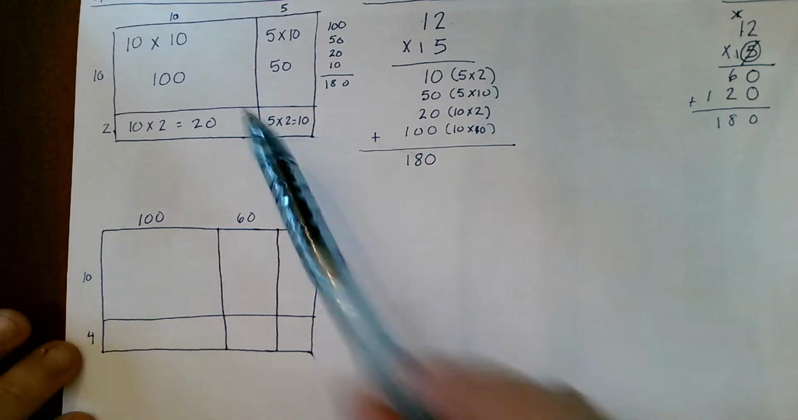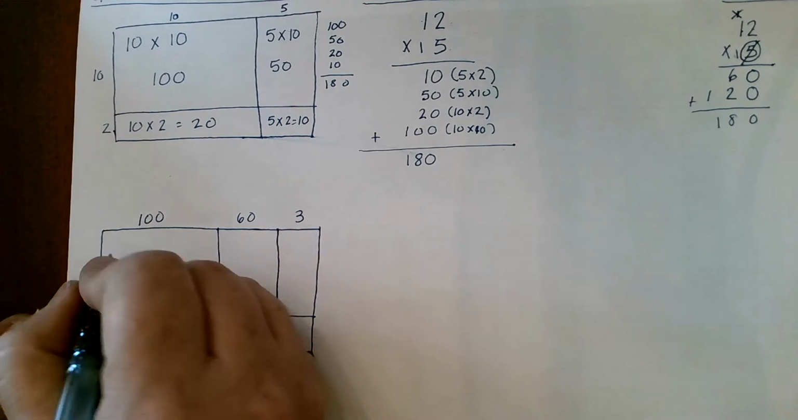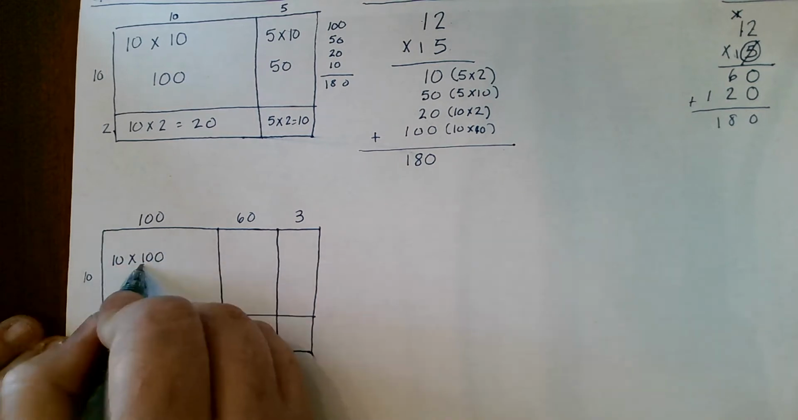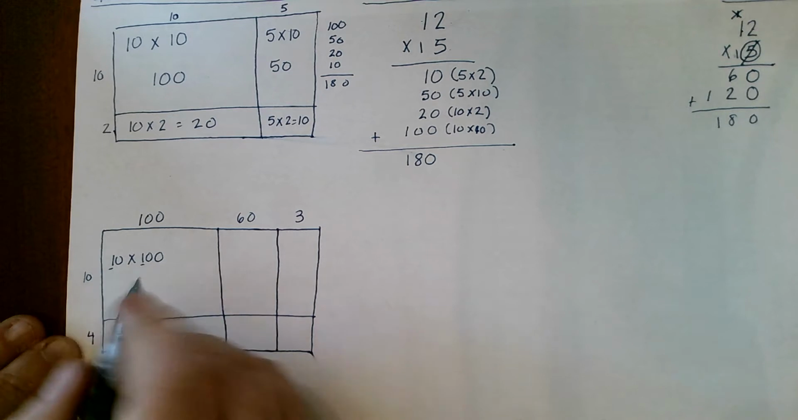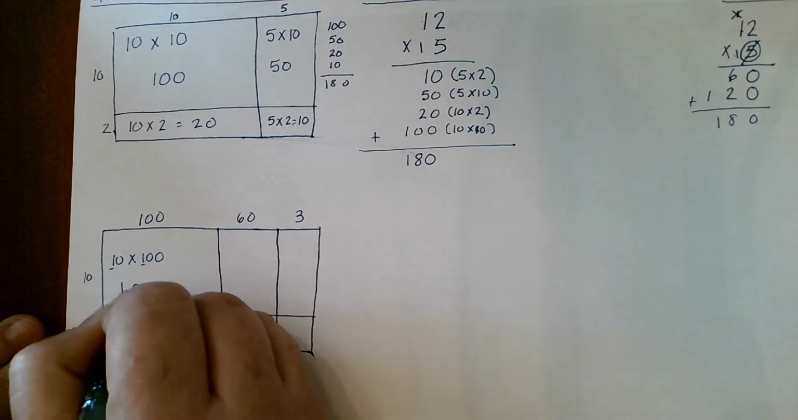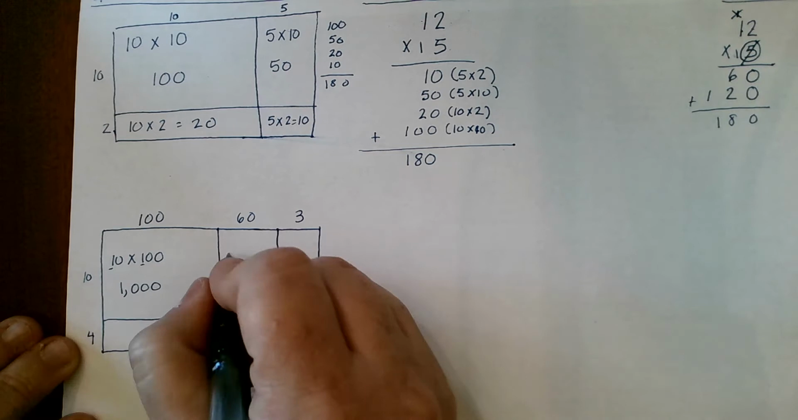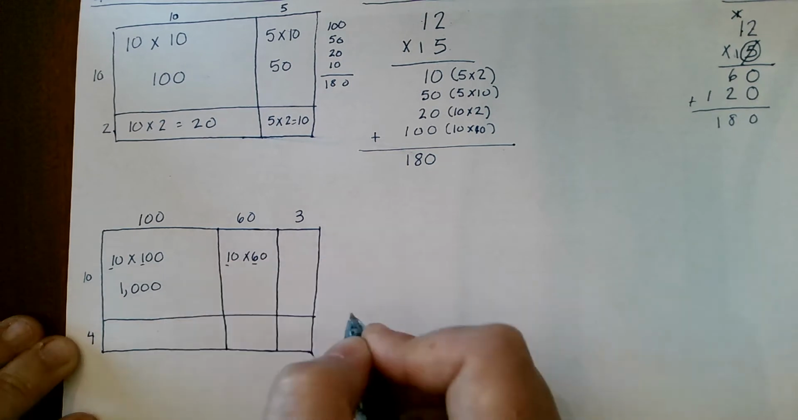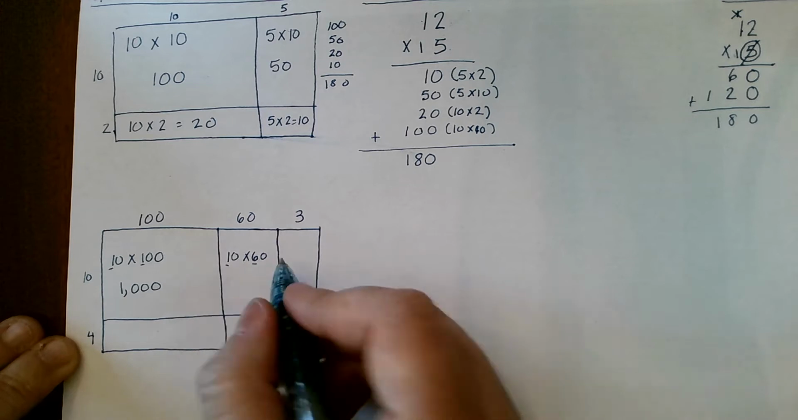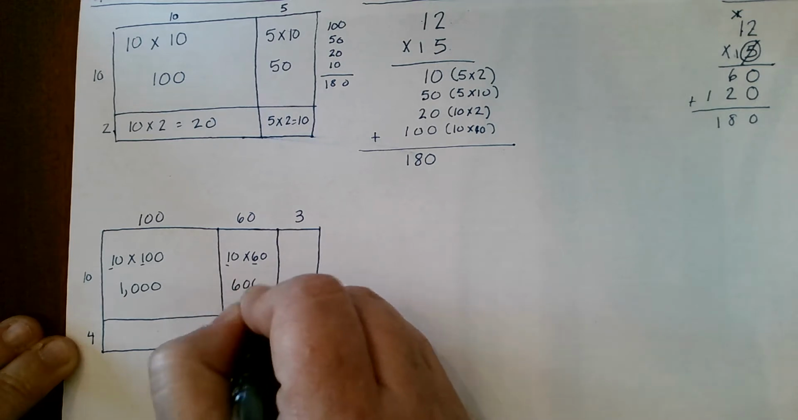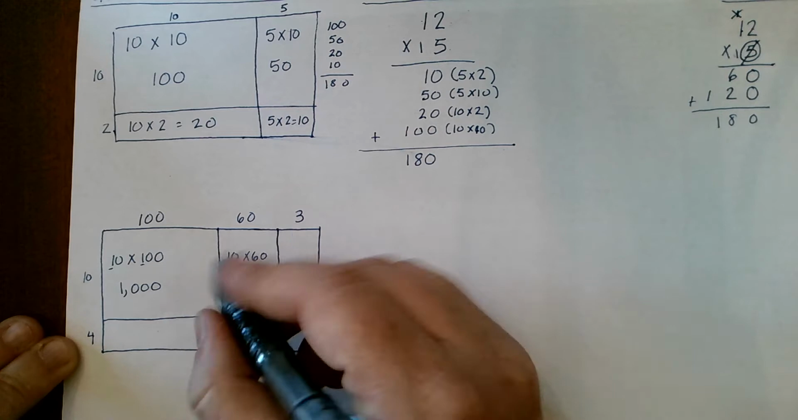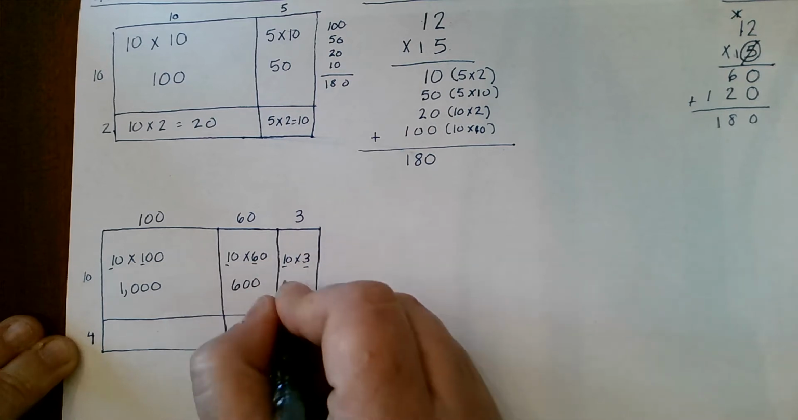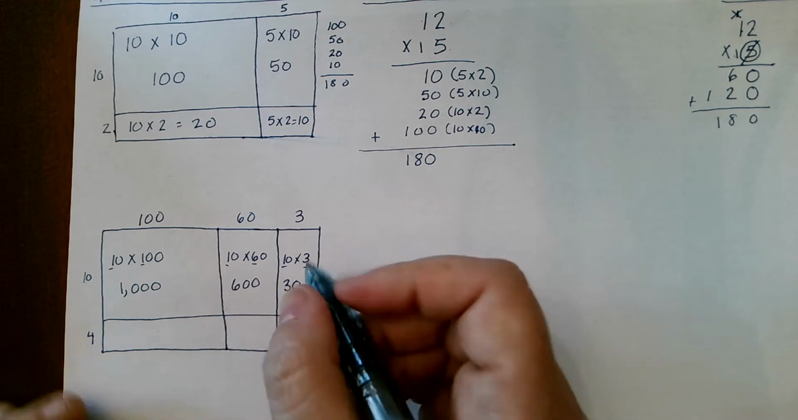And we're going to do the same thing we did up here. So 10 times 100. And we've talked about how you just have to multiply the first number and then add the zeros. So that would be 1,000. And then 10 times 60. So again, I'm going to multiply the whole numbers, which is 6, and then add my 2 zeros. And then 10 times 3. So I'm going to multiply my whole numbers and then add my 0.